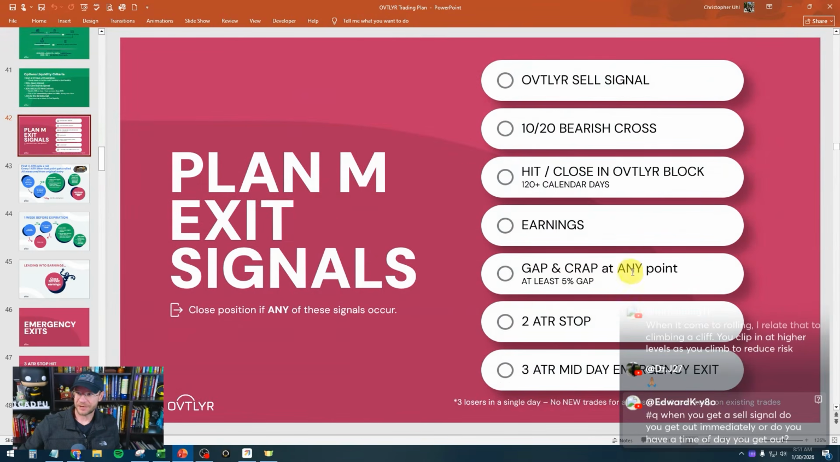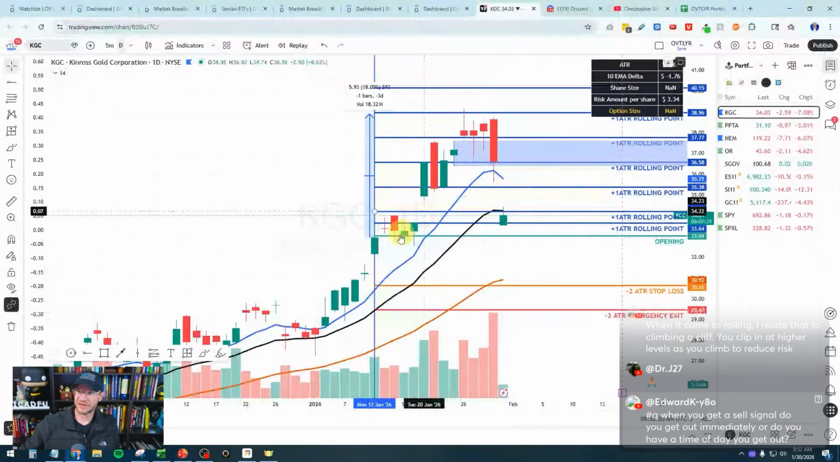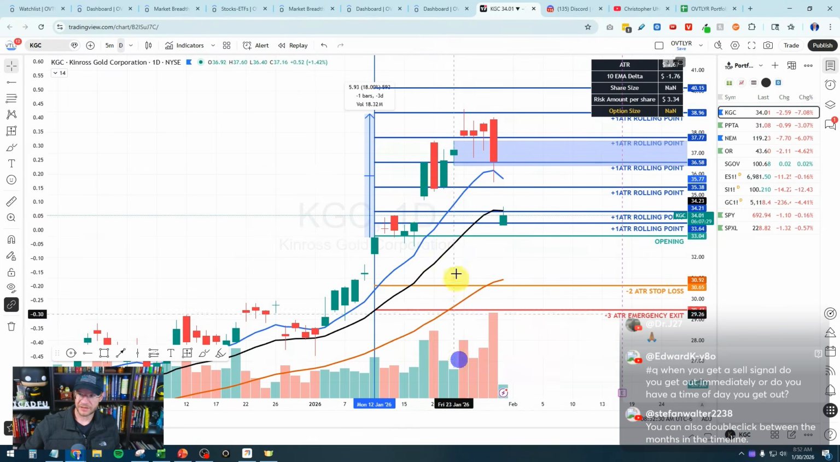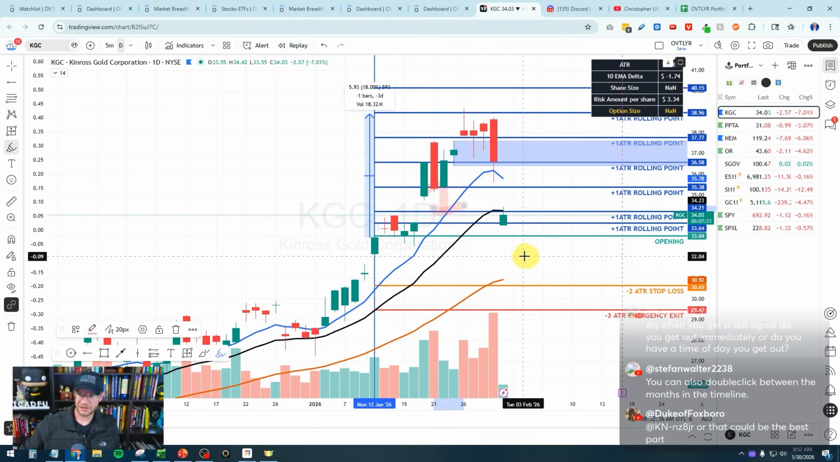here, a gap and crap at any point means if it gaps up, like this is a gap. How big of a gap was this? Here to here, like 3%, right? If that were 5%, and then within 3 days, it came right back down, that would be considered a gap and crap.